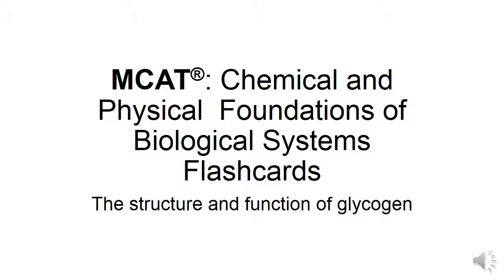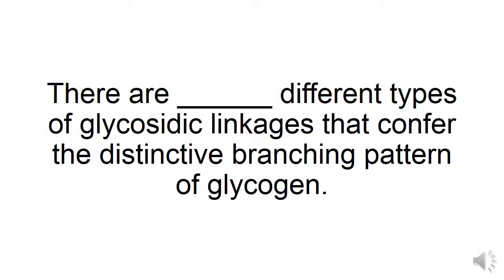Hey, so this deck of cards was compiled to facilitate getting through the MCAT-style passage, the structure and function of glycogen. And glycogen is just the storage form of glucose in the human body, specifically in the liver. There are blank different types of glycosidic linkages that confer the distinctive branching pattern of glycogen. So how many different types of glycosidic linkages are found in the human body?